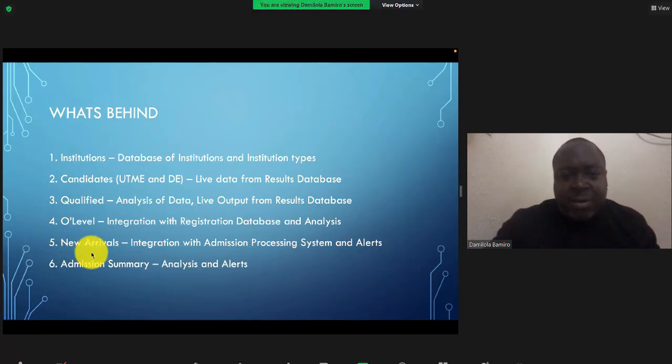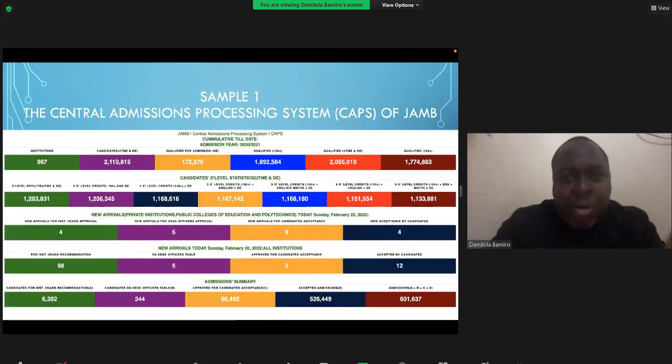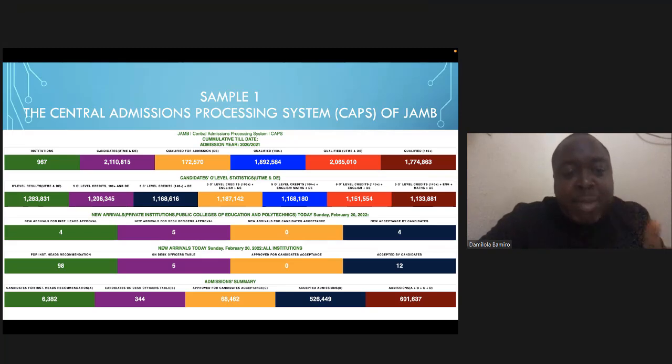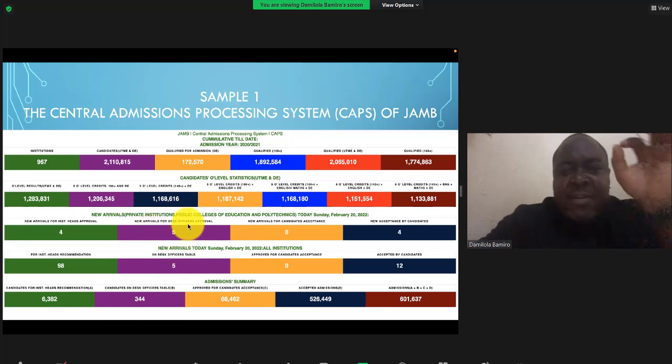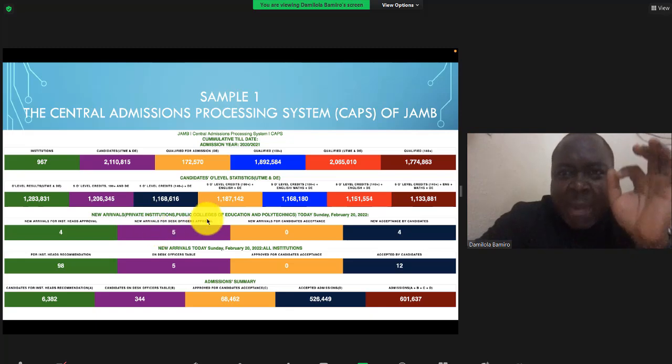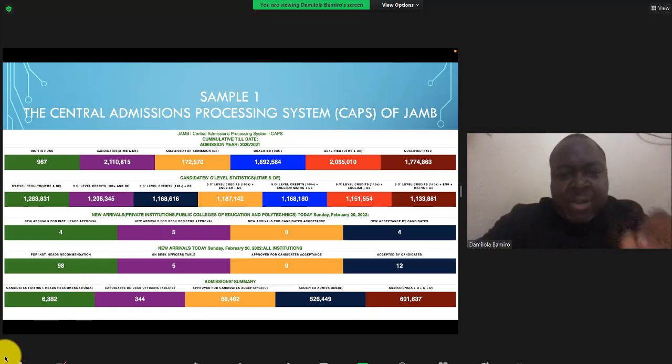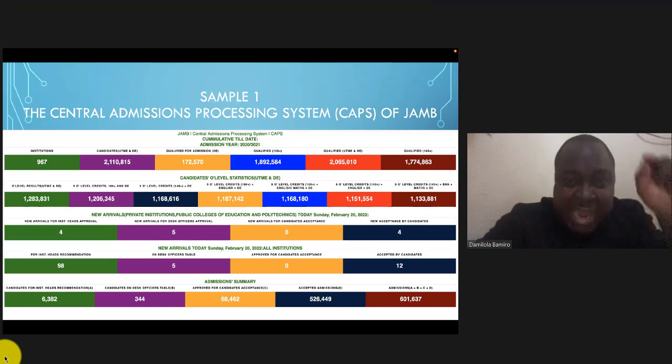Then new arrivals. This new arrivals part is dealing now with the core admission system. If it says new arrivals for head of institution, it means there are 4 heads of institution across the country today who have not logged in to approve this admission. New arrivals for desk officer means that there are 5 candidates that have not been approved by desk officers in JAMB as of today, as of now in the country presently.